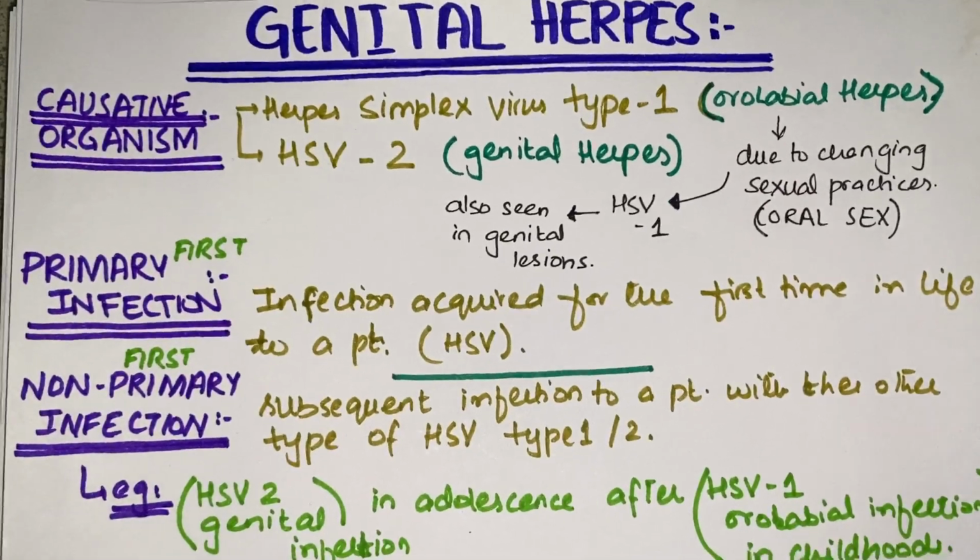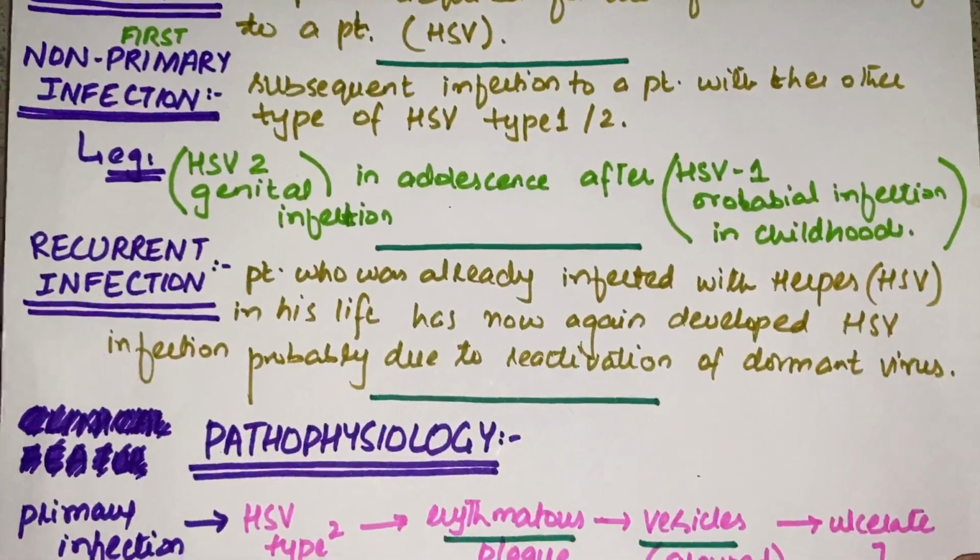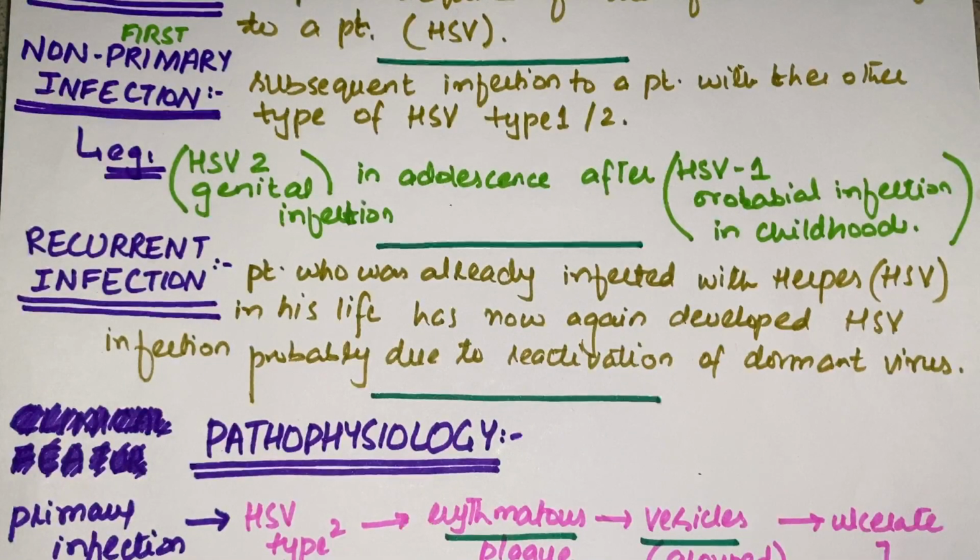Moving on to recurrent infection. A patient has already been infected by either HSV1 or HSV2, and recovered from the disease, and then at some later point in his life he gets infected again by either type. That is because of reactivation of the dormant virus, and you will understand it exactly after I explain the whole pathophysiology. So this is recurrent infection. Three important terms we studied here: primary infection, first non-primary infection, and recurrent infection.